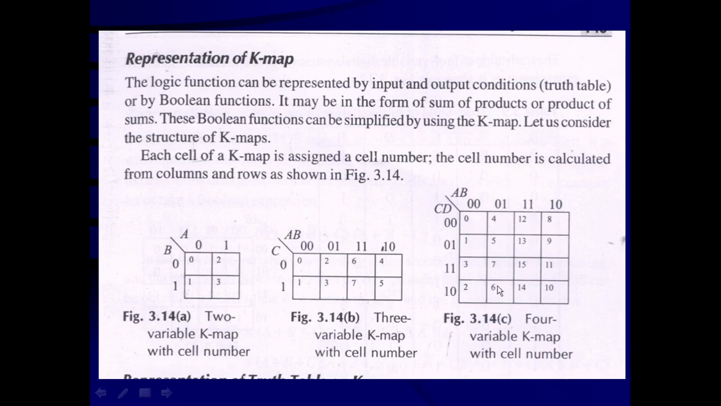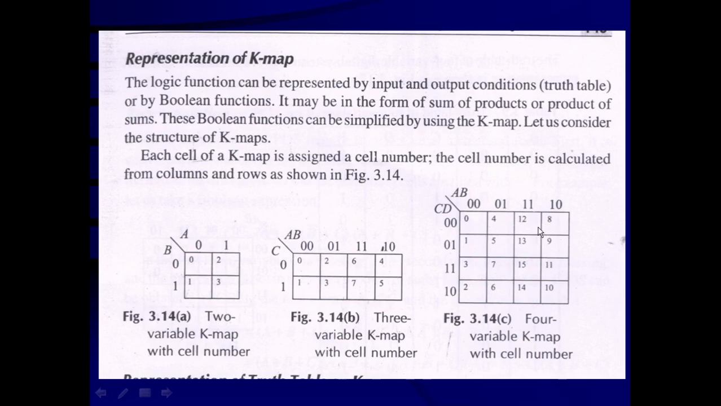Similarly, for the 4 variable Karnaugh map, cell numbers are assigned like this: 0 0 0 0 is 0, 0 0 0 1 is 1, 0 0 1 0 is 2 and 0 0 1 1 is 3. So here the cells are assigned and you have to remember the cell positions 0, 1, 2 and 3. When the third column or row is there, you have to jump. So 0, 1, 2, 3, 4, 5, 6, 7.